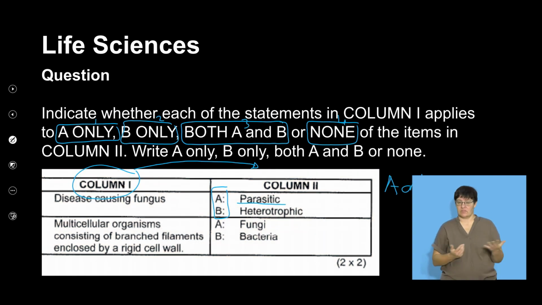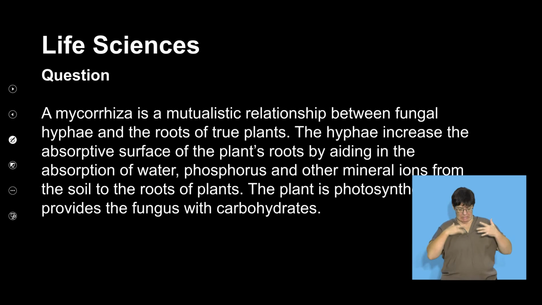Okay, guys, now the second question, all right, the description is as follows. It's a multicellular organism, right? It has branched filaments and it has a cell wall. Now, what are my 2 options? Fungi and bacteria. Now, if I look at the first question, multicellular organism, bacteria is out. So my answer must be fungi, which is A. So my answer is A only. Both of them A only. Don't get too worried if both are the same answer.